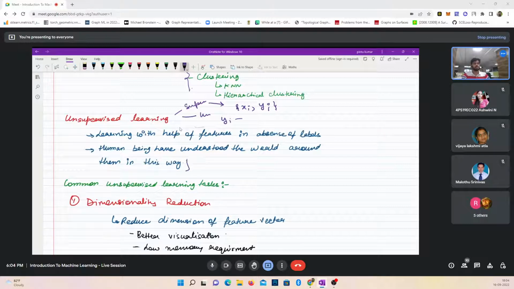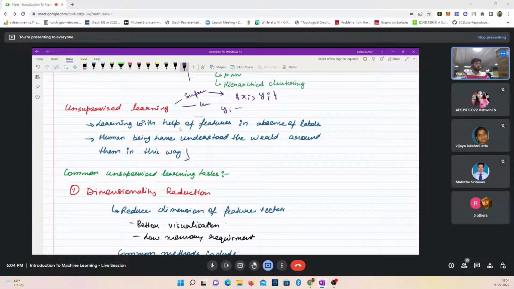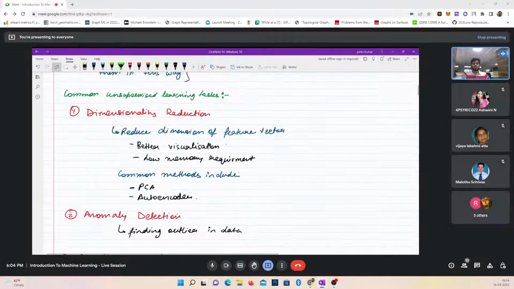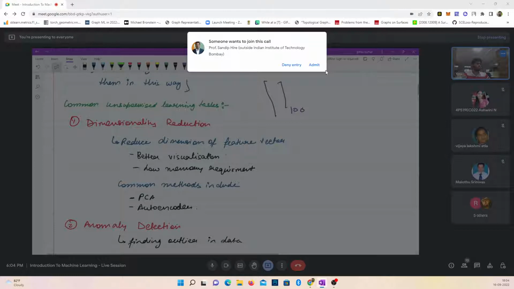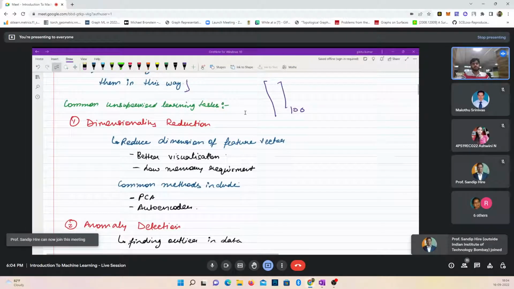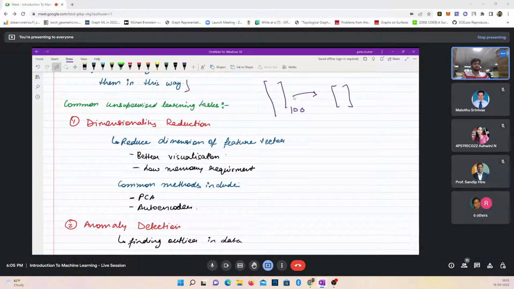Some of the common unsupervised learning tasks are, first, dimensionality reduction. If you have, let's say, some data point in 100 dimensions, you want to reduce the dimension of your data points to something smaller so that it is easy to manipulate. So let's say you want to reduce this to something of dimension 10. How does this reduction in dimension help?